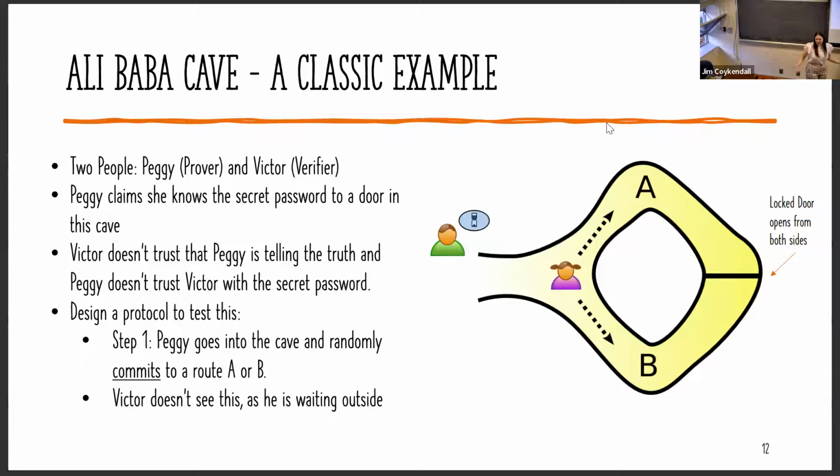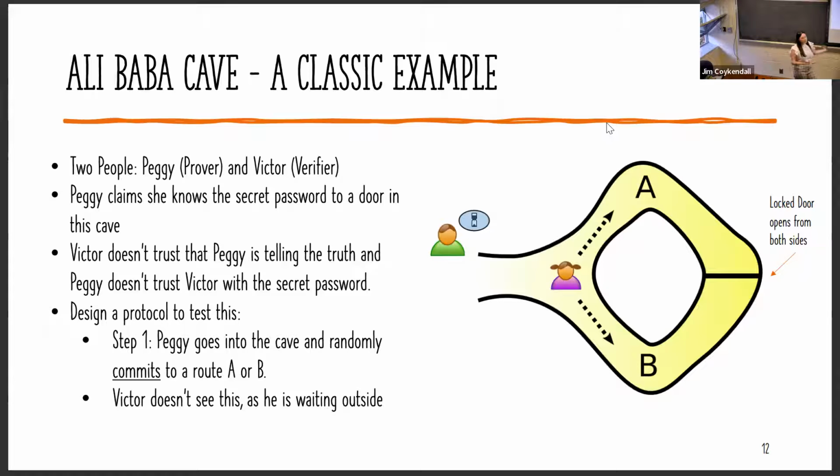To start, we have this fun little cave that was created, and inside the cave, there's a locked door. It'll open from both sides, but you need a secret password to open it. Peggy, the person in purple, claims that she knows the secret password to open this door. Victor is in green. Victor, in this case, is going to be the verifier, and Peggy is the prover.